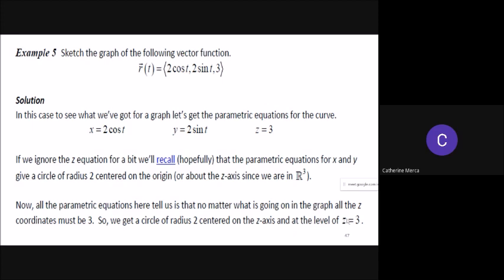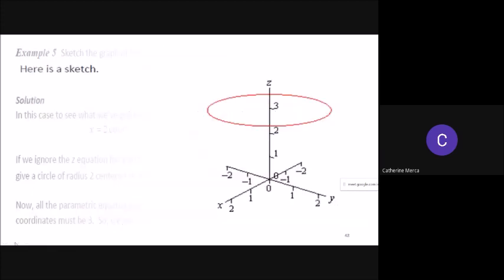z equals a constant, 3. It is always constant, 3 is constant. So, level 3, you have it. This is your sketch. At level 3, you actually have a circle.